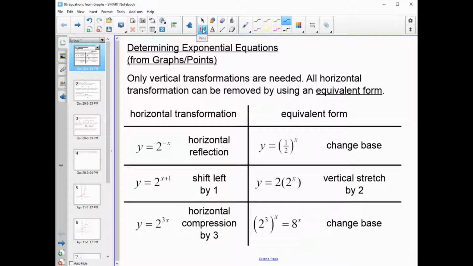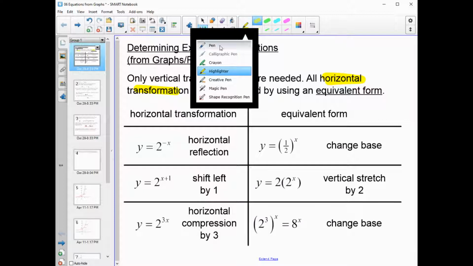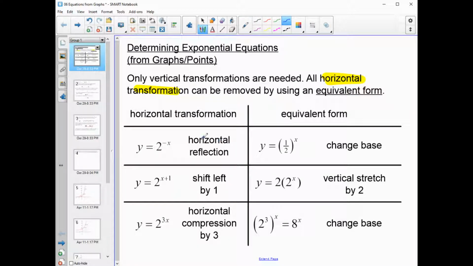In order to do this, you can make your life much easier by always ignoring all horizontal transformations. What we're going to do is make use of the idea of an equivalent form. So I've got some examples here. For example, here I have what a horizontal reflection looks like: y equals 2 to the negative x. I have a negative in the exponent.